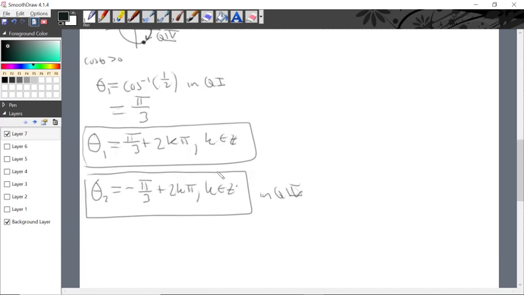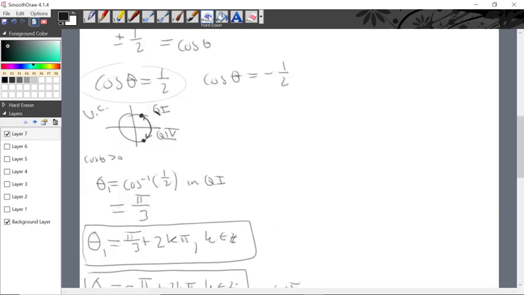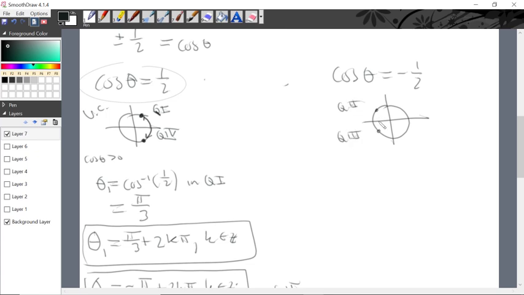We also have to find all the solutions to this equation here. Same technique. We want the cosine of theta equal to negative 1/2. On the unit circle, where is the cosine negative? In quadrant 2 and quadrant 3. How do we find either of these solutions? Well, we could start with the arc cosine of negative 1/2. The arc cosine is going to give us solutions in either quadrant 1 or quadrant 2. In this case, we're going to get a quadrant 2 solution out of this.